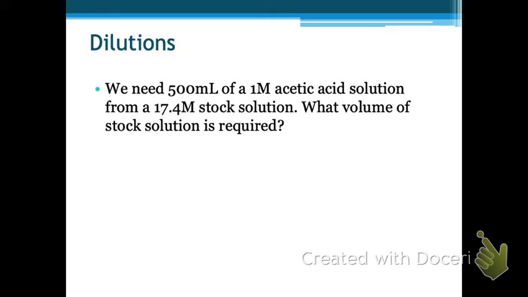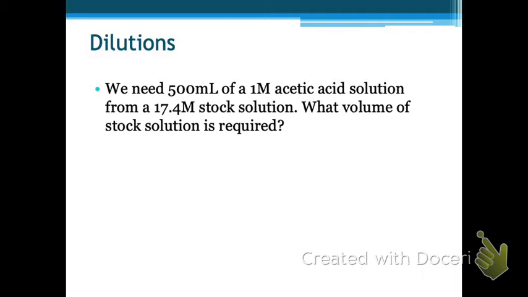You have to be pretty good at using context clues here to figure out which sets of my information go together. One is concentration and volume of the stock, and one is concentration and volume of the dilution. So we've got to be able to pick out which of these things need to be paired. Sometimes that's the trickiest part.